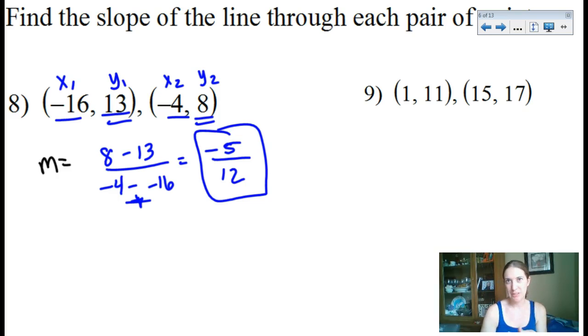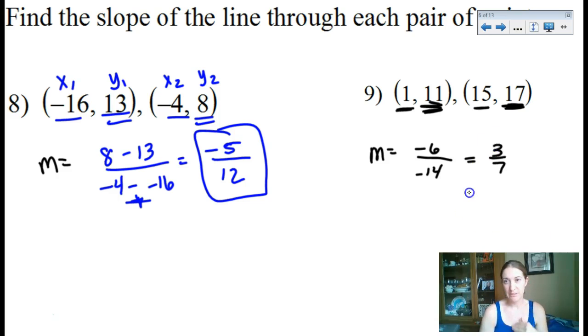I'm going to show you what it looks like when you visualize slope as opposed to calculating it. So I go back to my rise over run formula, and I have to stay consistent with my order, right? So if I go from a 17 to an 11, I visualize that as lowering 6 units. That'd be a -6 for me. And then if I go from a 15 to a 1, that's again going negatively backwards 14 units. So that reduces to a positive 3 over 7.